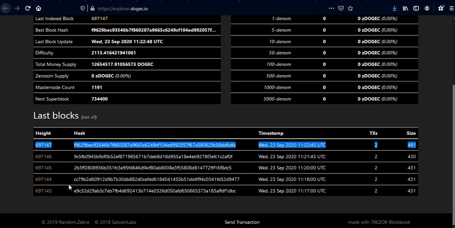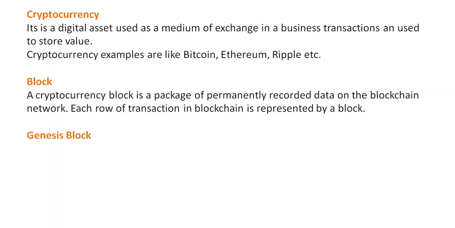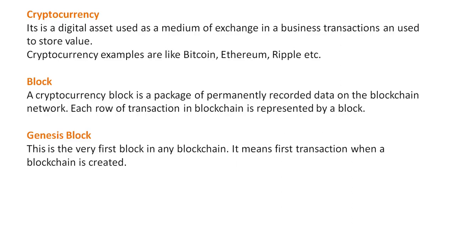a block. And of course we have the Genesis block. Genesis means beginning. So this is the very first block in any blockchain. It means the first transaction when a blockchain is created. So that's the very first block you can talk about in a blockchain. It's called the Genesis block.